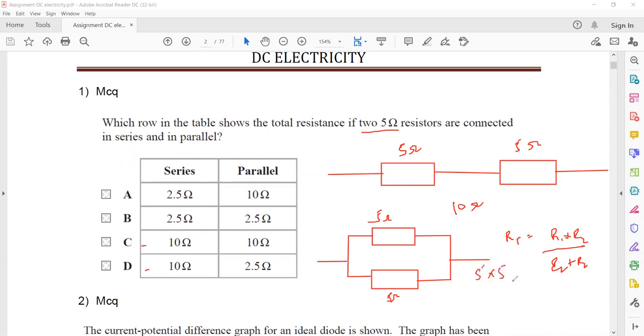So 5 multiplied by 5 divided by 5 plus 5. 5 multiplied by 5 is 25, and that divided by 10. So the result will be 2.5. So D is the right answer.